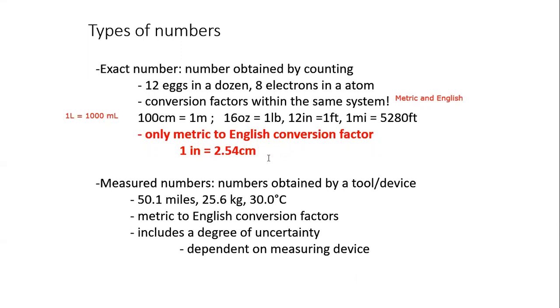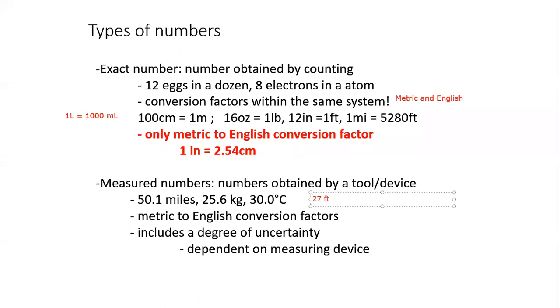That's different than saying how many eggs in a carton. Well, with how many eggs in the carton, you can just count the individual eggs. So like 50.1 miles, that's a measured number because the way to obtain it is to use some type of measuring device. Now, this doesn't mean that you physically have to go and measure it. It just means that something was used to measure that distance.